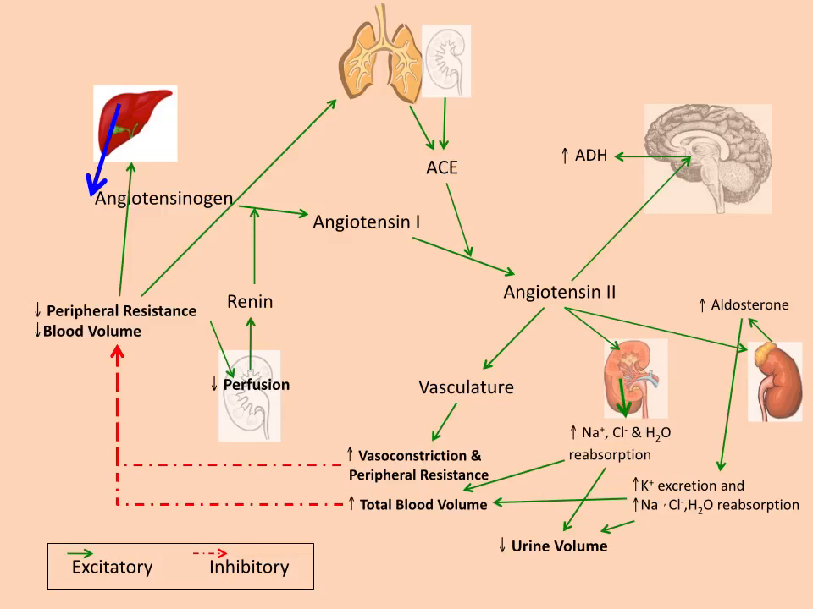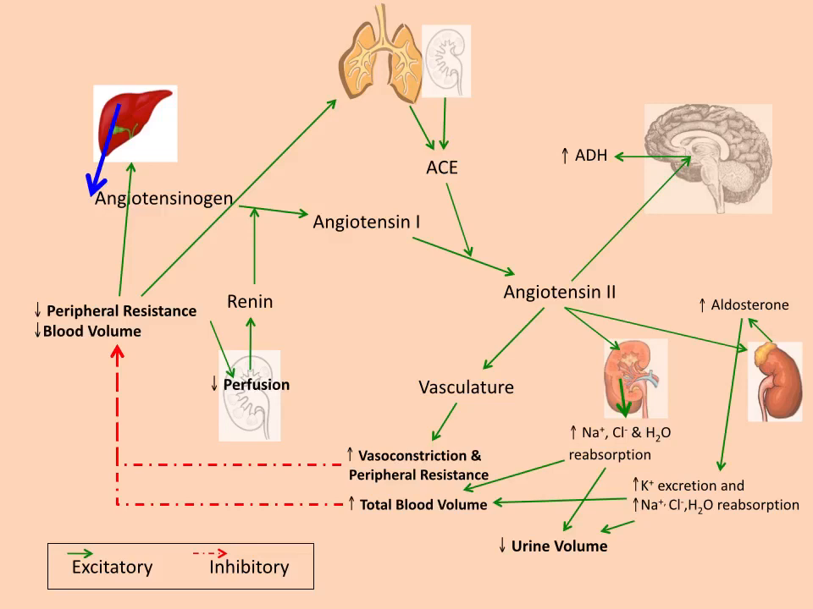If someone goes onto an ACE inhibitor, what it's attempting to do is reduce the conversion from angiotensin 1 to angiotensin 2. Angiotensin 2 has ubiquitous receptors, which means that there are receptors throughout the body for it. In the vasculature, it's going to lead to a vasoconstriction as well as an increase of peripheral resistance. At the kidneys, it's going to lead to an increase of sodium retention. The increase of sodium retention is going to lead to an increase of water reabsorption.